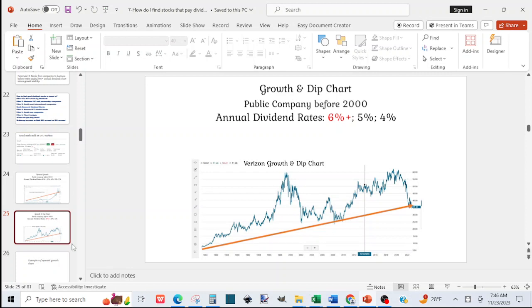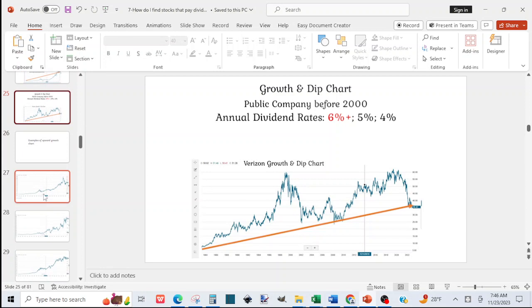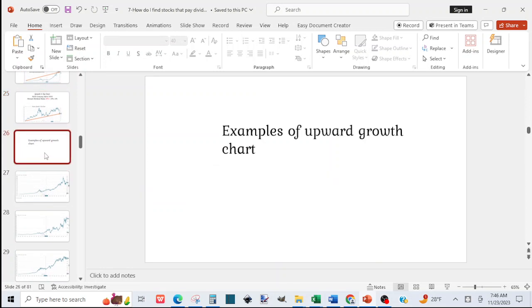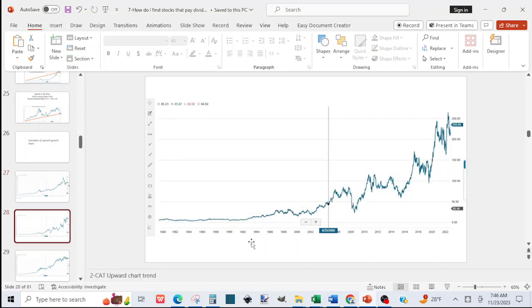So now let's look for a few more of those, and this will be upward. So we have this one, and that's Clorox, and this one is Cats.